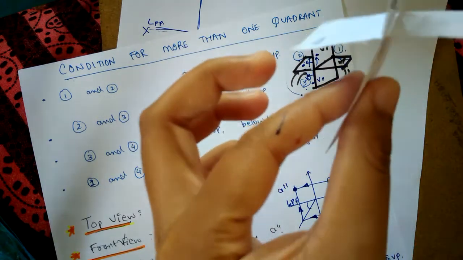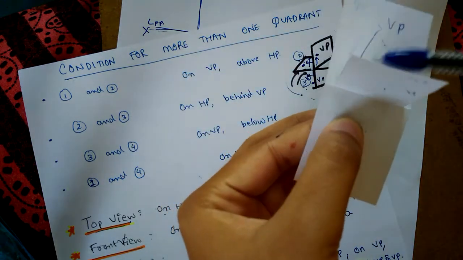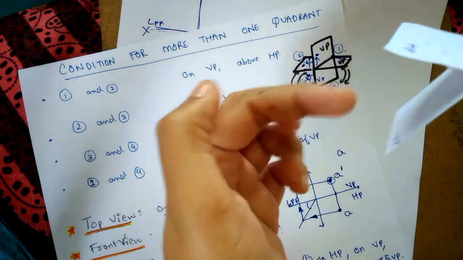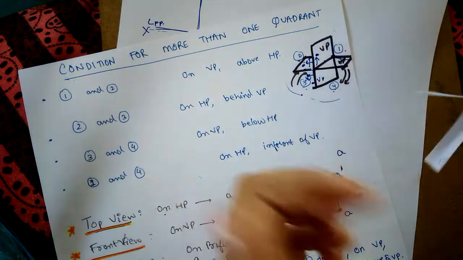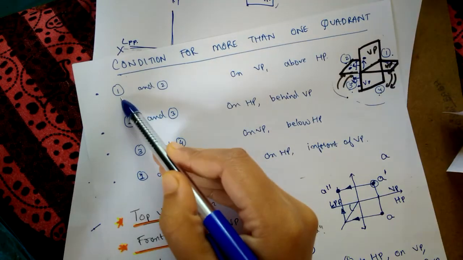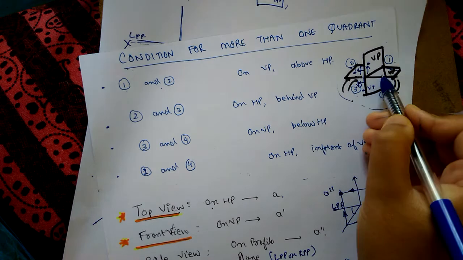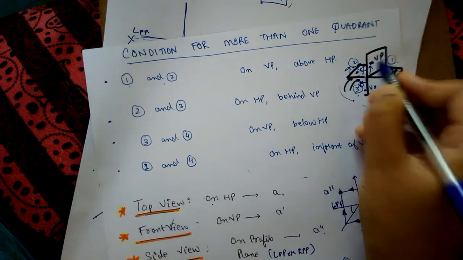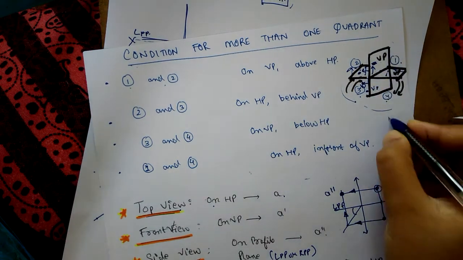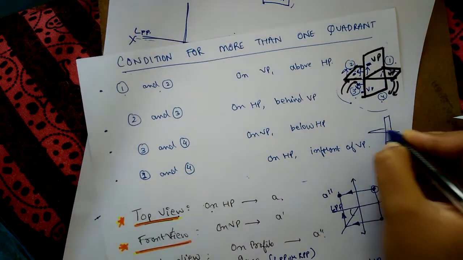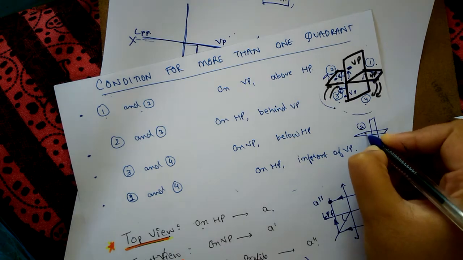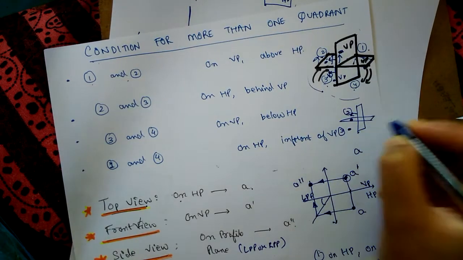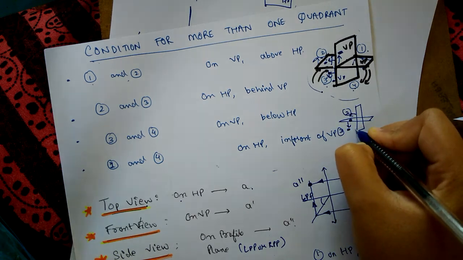Since this part is the front part of the VP plane, it comes in only in first and fourth quadrant. So anything placed in third quadrant will be below HP and behind VP. So we have conditions. Anything which is in first and the second quadrant is always above HP and on VP. But when we mention an object placed in the second quadrant, your object is on HP but it is behind VP. Similarly, if you mention an object placed in third quadrant, it will be below HP and it will be behind VP.